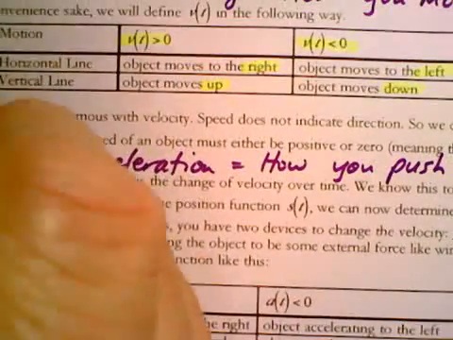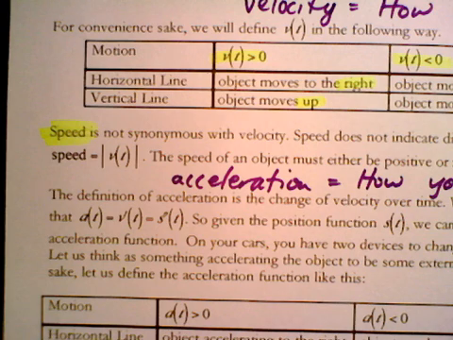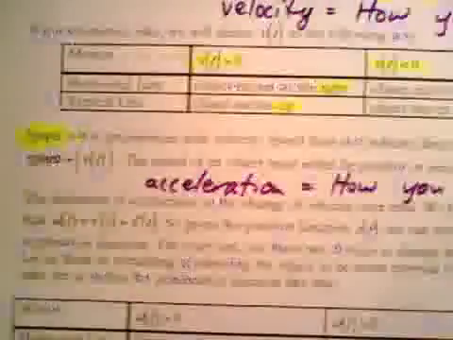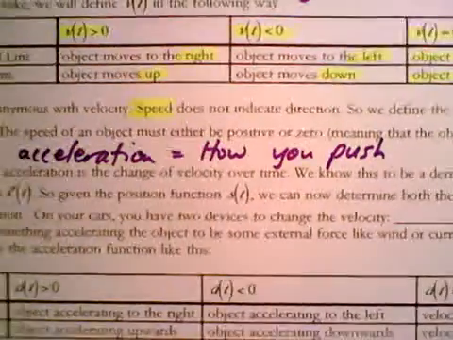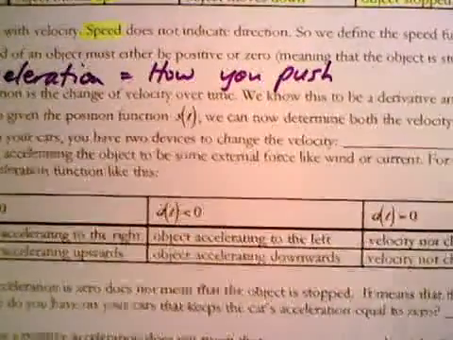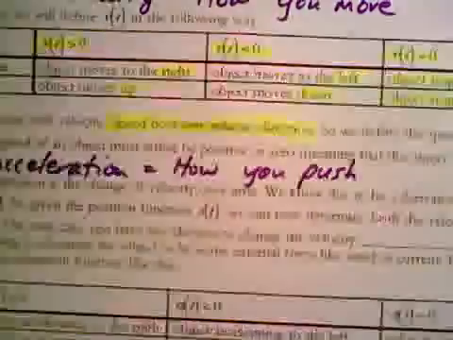Speed, however, if you have a highlighter, that's kind of nice. Speed is not synonymous with velocity, meaning that speed and velocity are not always the same. Speed and velocity are only the same when the velocity is positive. Okay, so speed doesn't indicate direction. So if you could please remind me in class to give you my example on speed, I will do that. So speed does not indicate direction. Let me go ahead and highlight that whole thing.